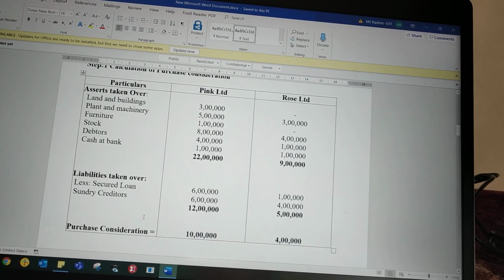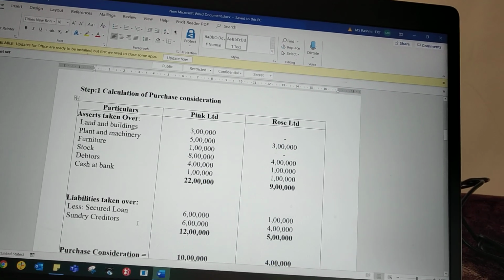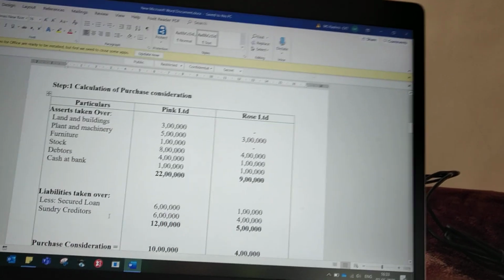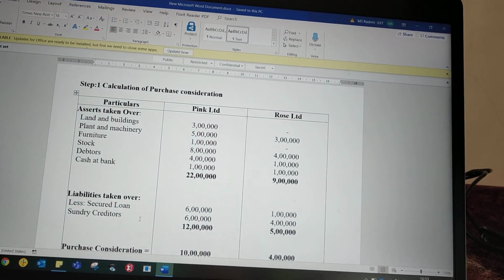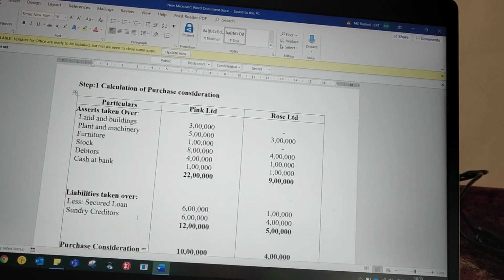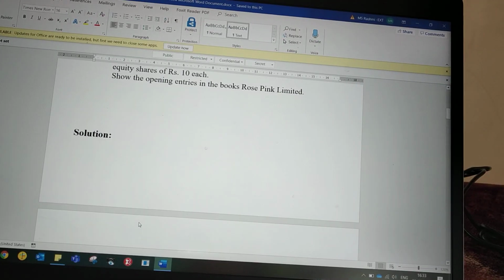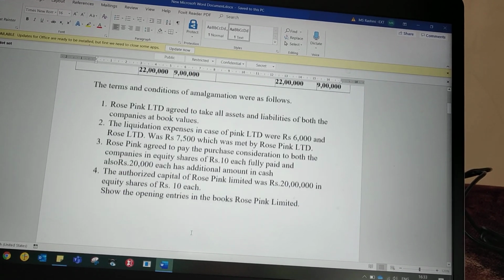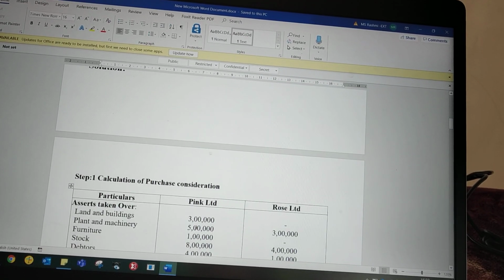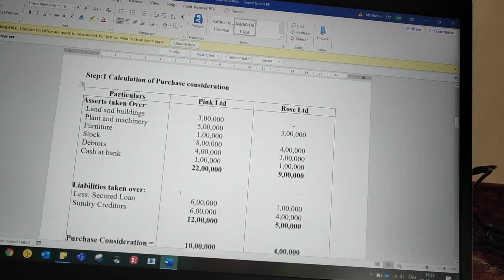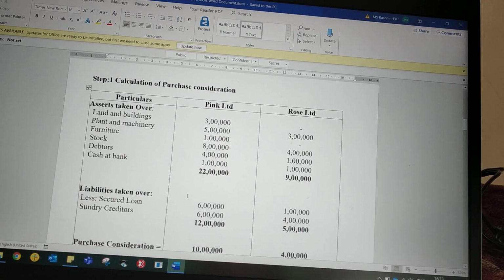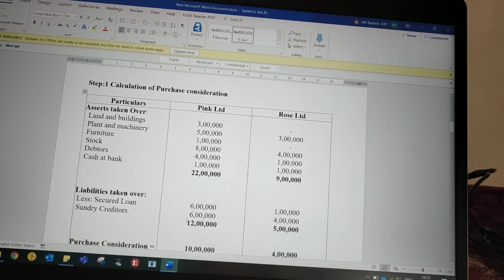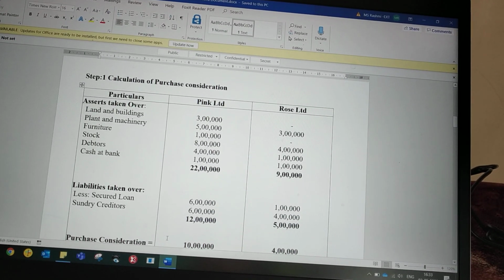All of you know what steps you have to calculate in amalgamation and mergers. The first step is the calculation of purchase consideration, then discharge of purchase consideration, closing the books of the transferor company, and opening the books of the transferee company. Here they are asking only for the opening entries for the transferee company. Rose Pink Limited is the transferee company. They are not asking for any calculation of closing the books. So firstly, step number 1, we go for calculation of purchase consideration.